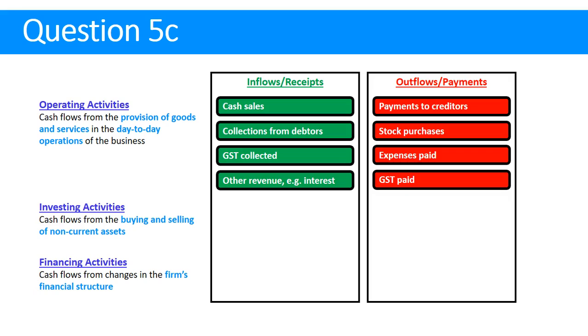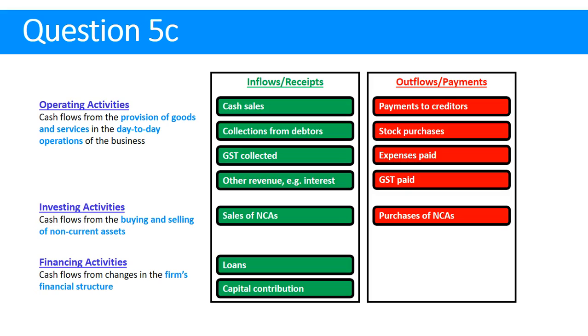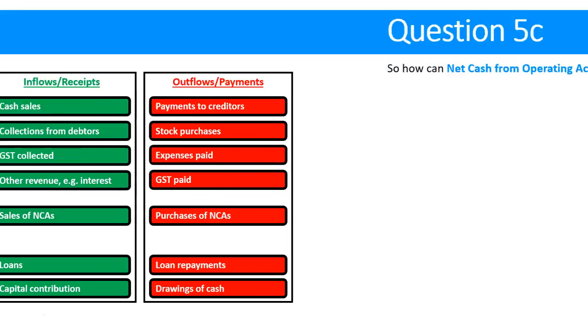What we need to remember though is the ones we can ignore. We don't want to talk about anything to do with investing activities, which would be selling non-current assets as an inflow and buying them as an outflow. And we want to ignore financing activities. So we don't want to talk about anything to do with borrowing money either from the business or the bank, and therefore repaying it back to the business or taking it out as drawings. So we can ignore that too.